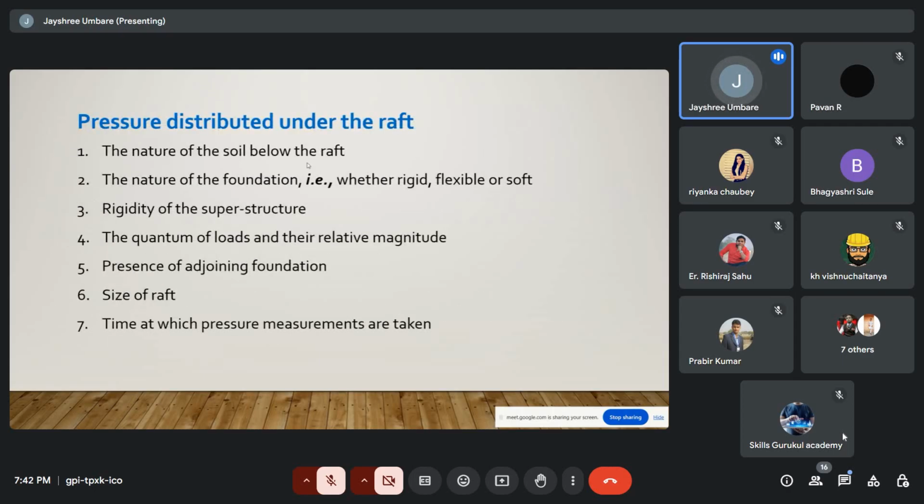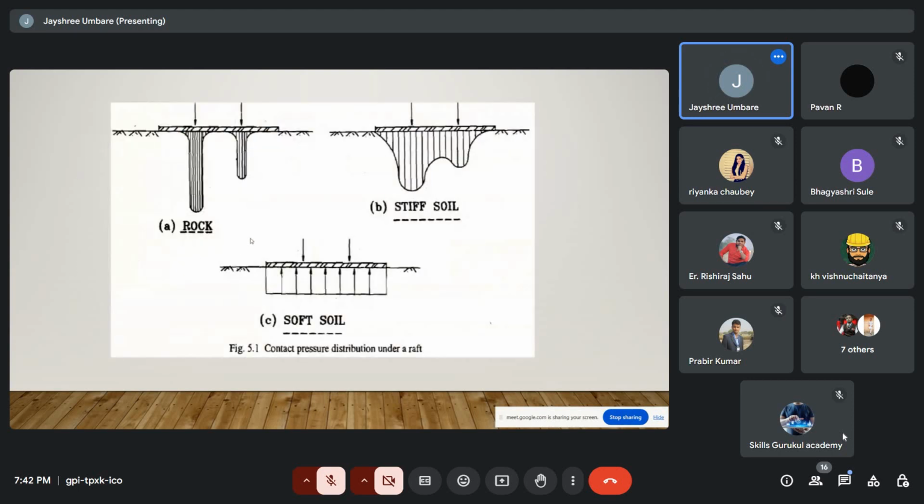How is pressure distributed under the raft? The nature of the soil below the raft, the nature of the foundation, that is whether rigid or flexible or soft, rigidity of the superstructure, the quantum of loads and their relative magnitude, presence of adjoining foundations, size of the raft, time at which the pressure measurements are taken. These are some images of the raft foundation. In rocky soil, this is the image. On the steep soil, this is the image, and for the soft soil, these images show the contact pressure distribution under the raft.